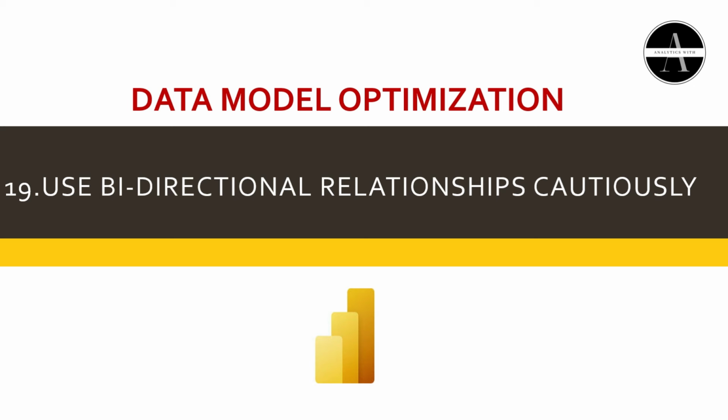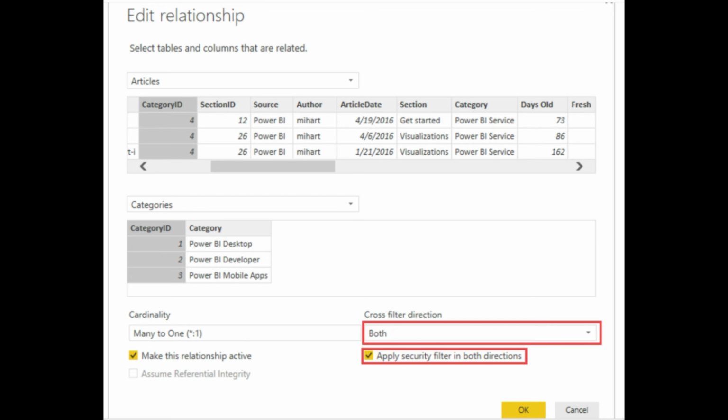Point number 19, use bidirectional relationships cautiously. Be cautious when using bidirectional relationships. While they can be useful, they may lead to performance issues or unexpected results, especially in a complex model. Use them only when absolutely necessary and always test your model's performance to ensure it is not slowing down.